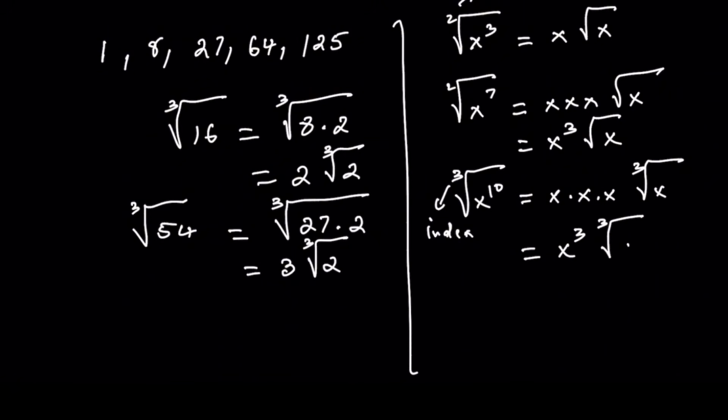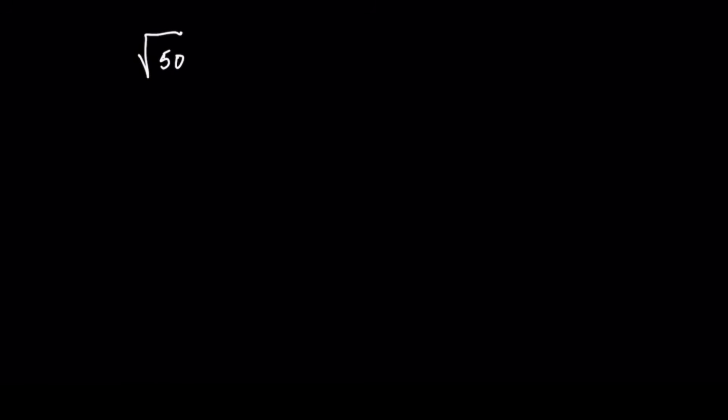Now let's put numbers and variables together. Simplify the square root of 50 times x to the 4th power times y to the 5th power. First, simplify the number. The largest perfect square that goes into 50 is 25. The square root of 25 is 5, and the square root of 2 stays inside.